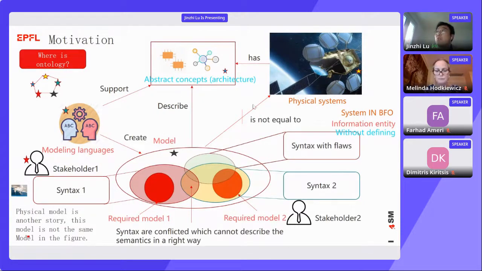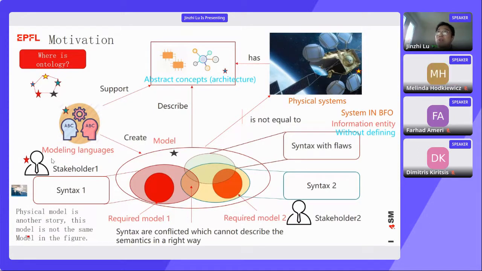And I take one example of why we want to use ontology to represent our models. In the real world, the complex system is a physical system, and it has some abstract concepts, for example, the architecture in systems engineering. And we always have a systems modeling language to describe the architecture. The modeling language is used to create different models, and different stakeholders can develop different models using the modeling language to represent their information.